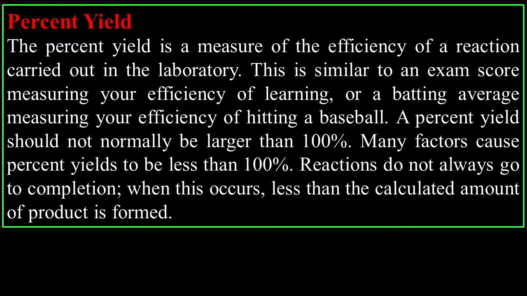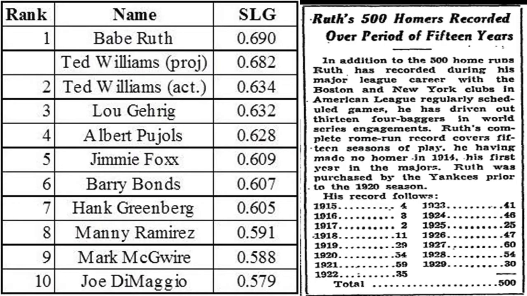Many factors cause percent yields to be less than 100%. Reactions do not always go to completion. When this occurs, less than the calculated amount of product is formed. Let me be very clear about something. You will never get 100% yield in a laboratory. It's just impossible. There's bad instruments, there's shoddy workmanship, there's all kinds of things. Despite your best efforts, you're not going to come out with 100%. And you would never come out with more than 100%. It would be literally impossible. You're saying that the theoretical yield is wrong, and the theoretical yield is not wrong.